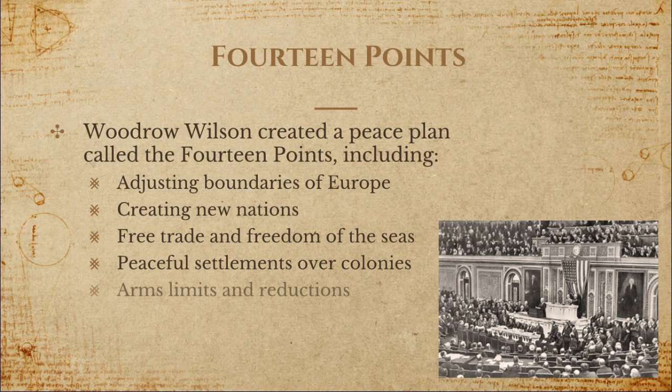Wilson also wanted to create arms limits and reductions in order to stop large nations from building up massive militaries in actions that could be seen as threatening to other countries. Now, as you can tell, these 14 points clearly were meant to address the many causes of World War I itself, and Wilson, among other world leaders, wished to remedy these past mistakes.